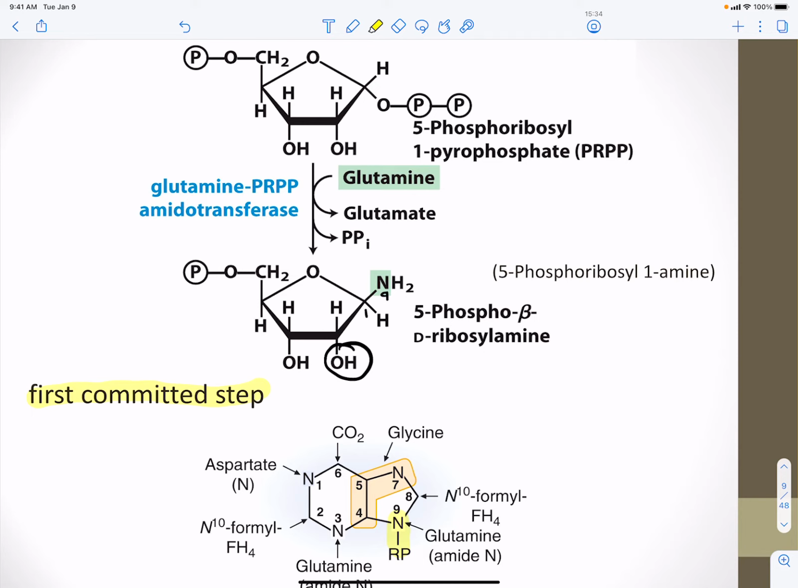And this too is going to have feedback regulation. It's going to be highly regulated.